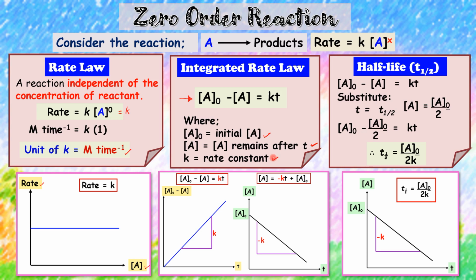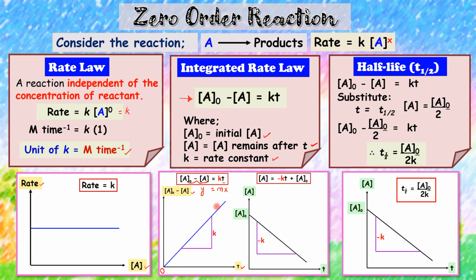So we plot a graph. We get two graphs. If we plot [A]0 minus [A] versus time, we will get a linear graph starting from the origin. Why? Because this is referred to the y-axis, and k here is referred to m, the gradient of the graph, and t is referred to x. So this is a graph of y equals mx, a linear graph starting from the origin.